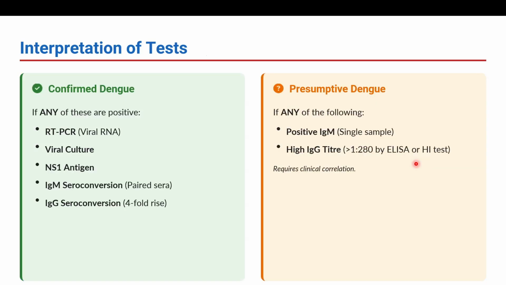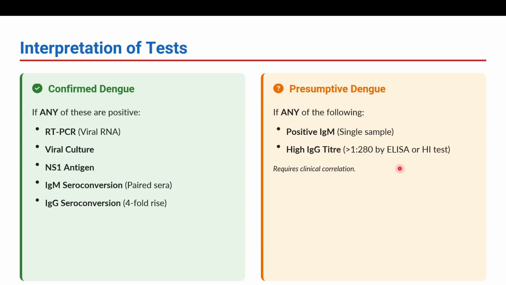Interpretation of the test: confirmed dengue is any of these being positive: RT-PCR, viral culture, NS1 antigen, IgM seroconversion in paired sera, or IgG seroconversion with a fourfold rise. So we can only confirm a case of dengue with these investigations. If there is a high positive IgM titer in a single sample, or a high IgG titer of more than 1 in 2,280 per ELISA or HI test, you can say it is a presumptive dengue infection.